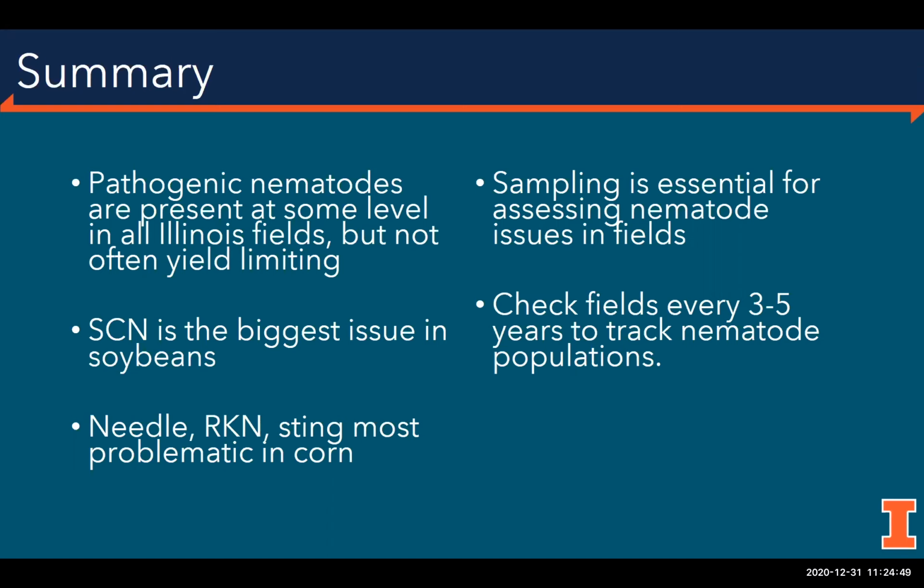Sampling is going to be essential. And you want to make sure, like I said, you're sampling every 3 to 5 years in all your fields, and you're keeping track of your records so you can see how your practices are doing, and if you need to implement some nematode management strategies if something appears to be building in abundance over time.